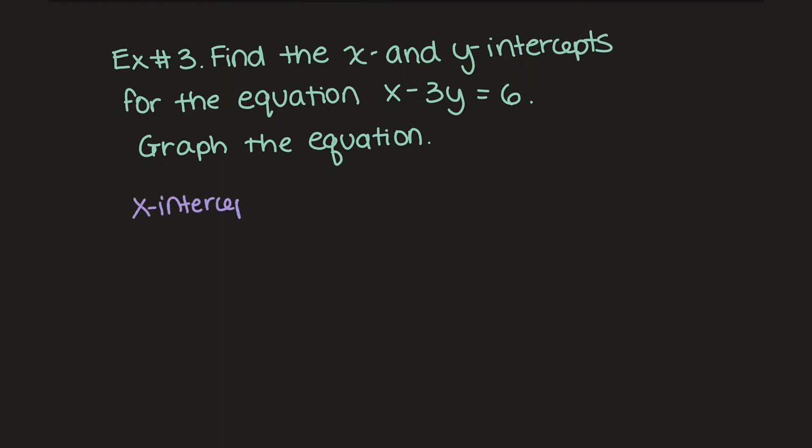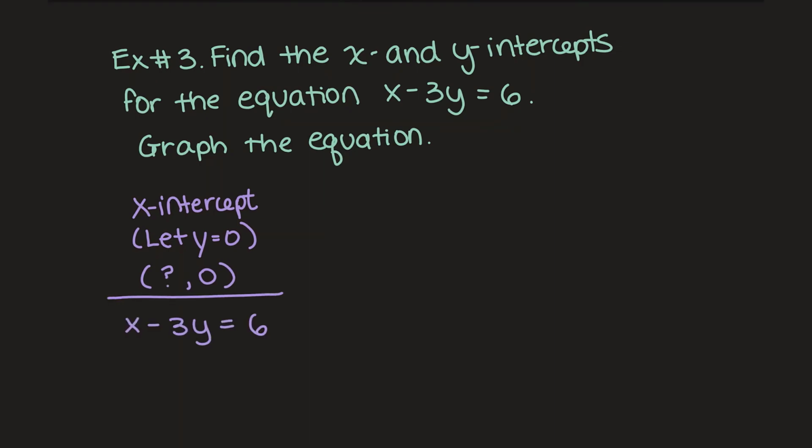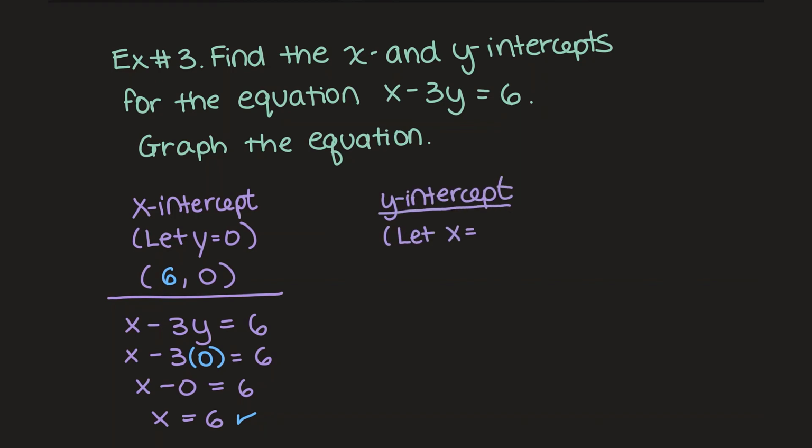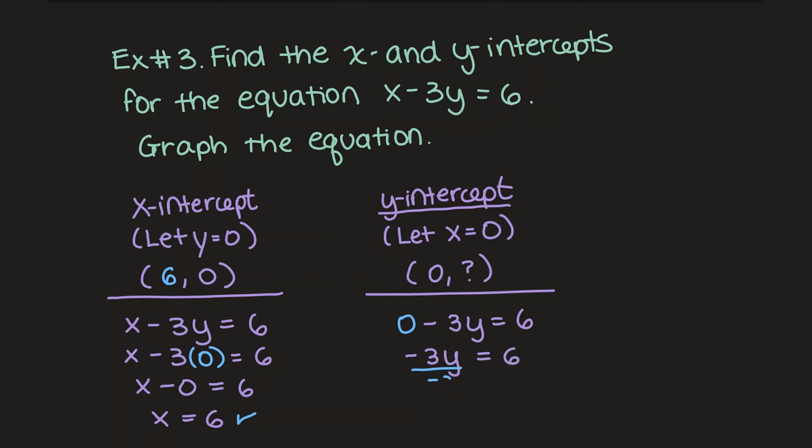So to find the x-intercept, we let y equal 0 and solve for x. So plugging in 0 for y, we end up with x equals 6. So our x-intercept is (6, 0). Now to find the y-intercept, we let x equal 0 and solve for y. So plugging in 0 for x, we end up with negative 3y equals 6. Divide both sides by negative 3, and we get y equals negative 2. So our y-intercept is (0, -2).